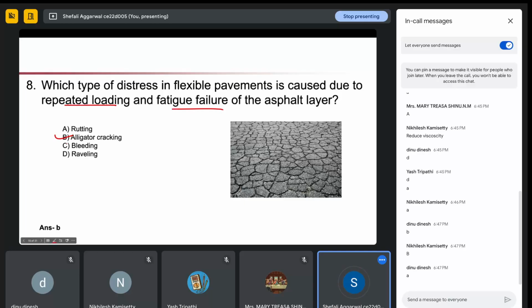Okay. Why is rutting not the answer? If you remember, we talked about when temperature is very high. In that case, when we have excessive wheel loads, there will be a depression in our surface, that is called rutting. Okay. In case of fatigue failure, there will be alligator type of cracking. Is it clear?